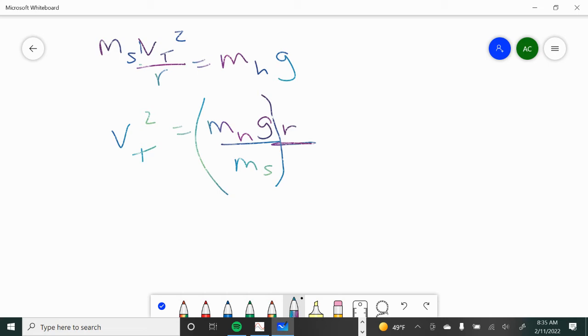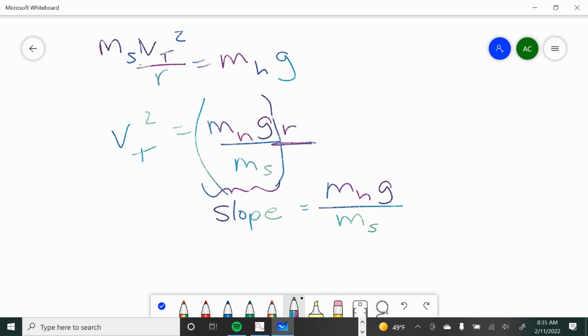Looks like the first one. So what is this part right here? Centripetal acceleration, or the slope, right? So our slope for that equation is mass of the hanger times gravity over mass of the stopper.